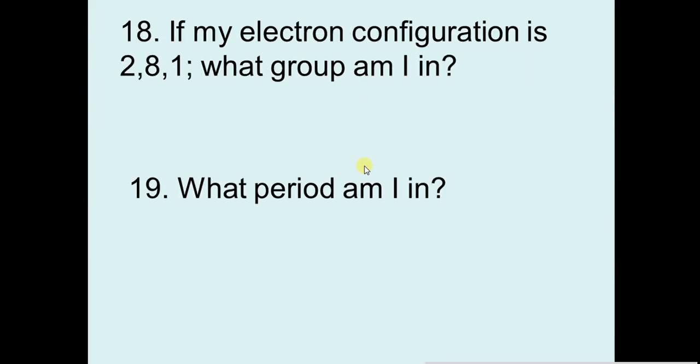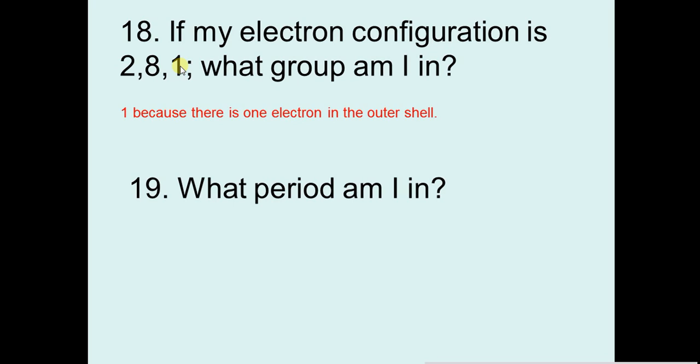Okay, so let's have a look here. We've been given an electronic configuration. So electronic configurations are how many electrons there are in each shell, starting from the first shell, so the one closest to the nucleus. Here we've been given that the electronic configuration is 2, 8 and then 1. So what group is this element in? Well, if it's got 1 electron in its outer shell, it must be a group 1 element.